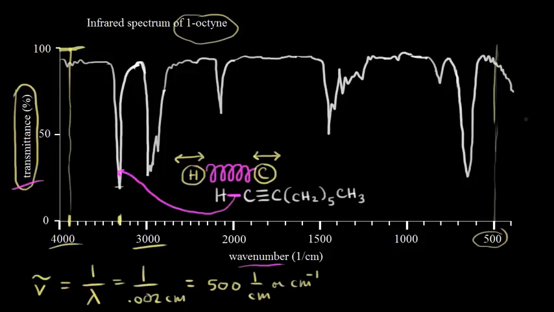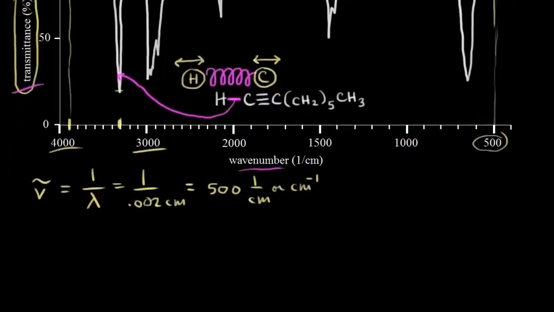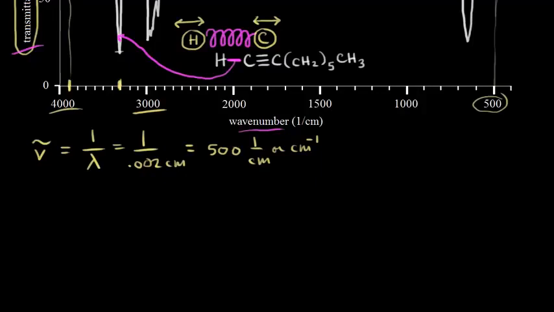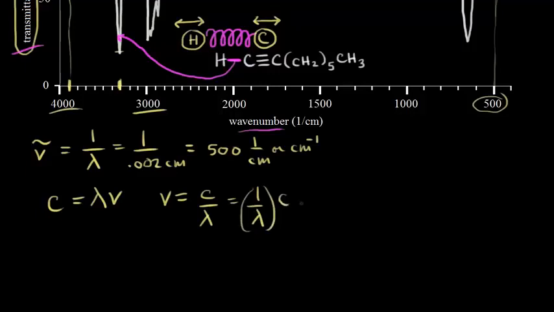And of course, this also relates to frequency because we know that wavelength and frequency are related to each other. So let's get some more room down here. And we know that the wavelength times the frequency, so lambda times nu, is equal to the speed of light, which is c. So if I wanted to solve for the frequency, so solve for nu, the frequency is equal to the speed of light divided by lambda, divided by the wavelength. And that's the same thing as 1 over lambda times the speed of light.